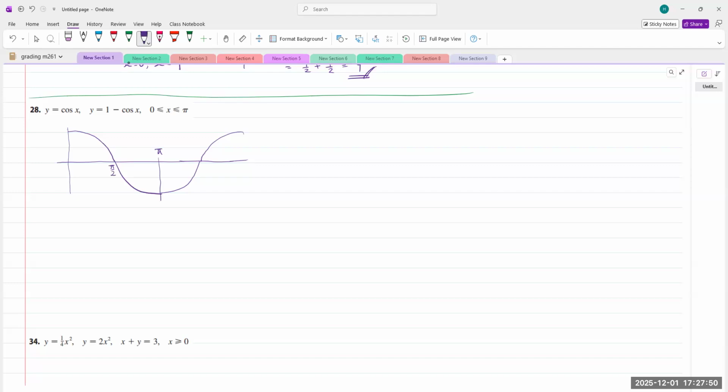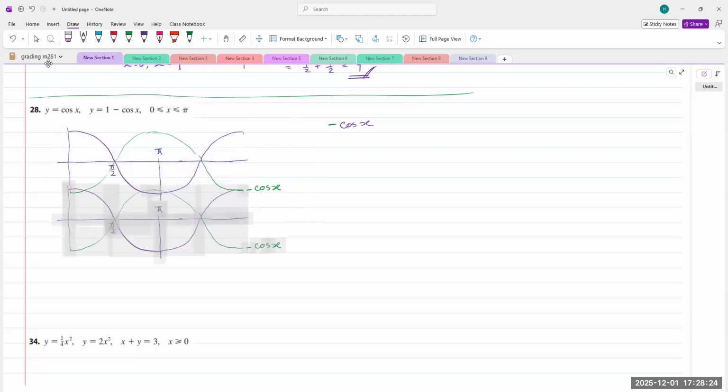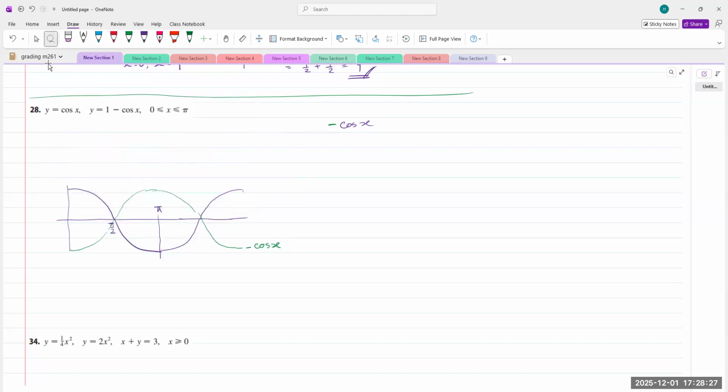Now, how about 1 minus cosine x? Let me remind you again with transformation. Cosine x looks like that earlier. Negative cosine x looks like this. You flip that upside down. This is negative cosine x. Okay, now then, what happens if I add 1? This is 1 plus negative cosine x, right? That means I will move this up 1 unit. I will move the green color curve by 1 unit up.